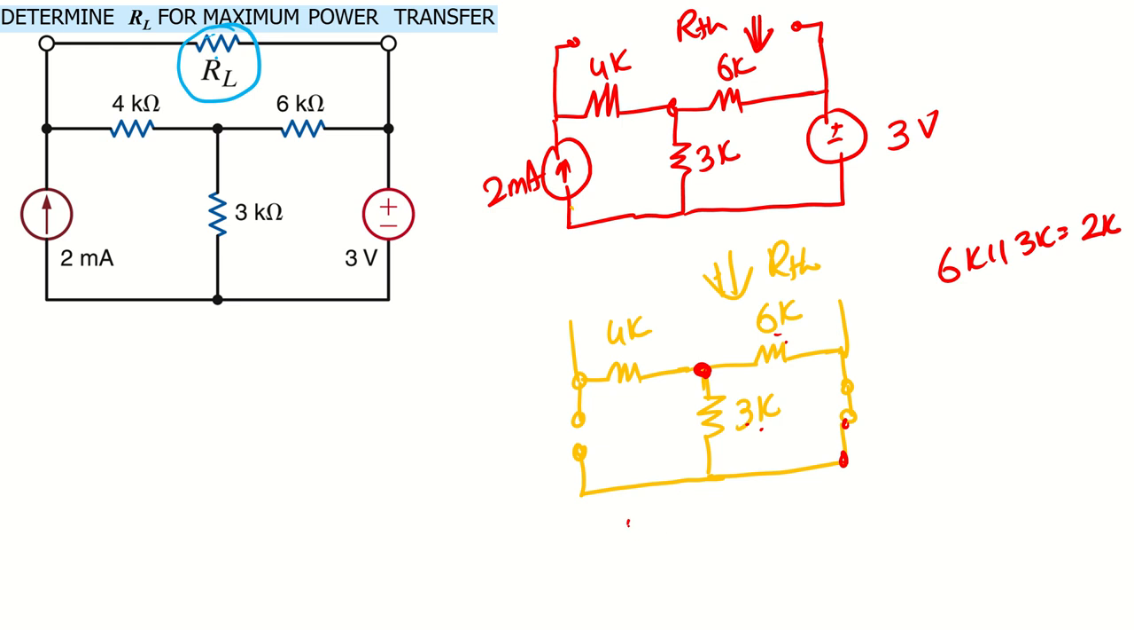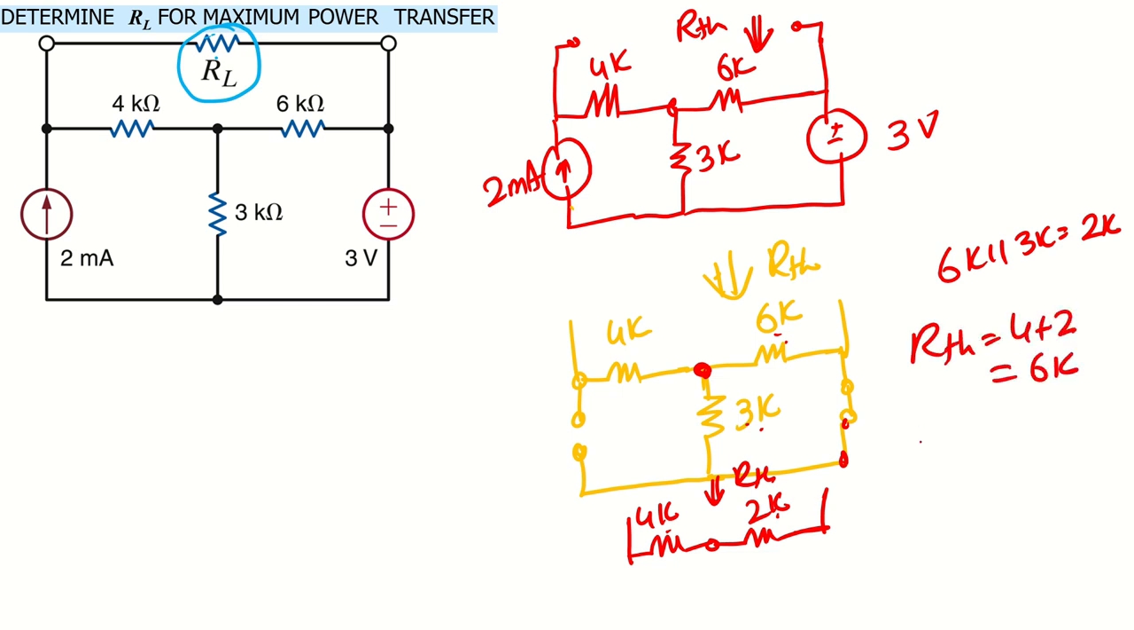So I can further redraw the circuit. This is 4K and this is 2K. This is open circuit, so no current flows here. Looking from this end, 4K and 2K are in series, so our R Thevenin comes out to be 4 plus 2, 6K. Okay, so we got our R Thevenin.